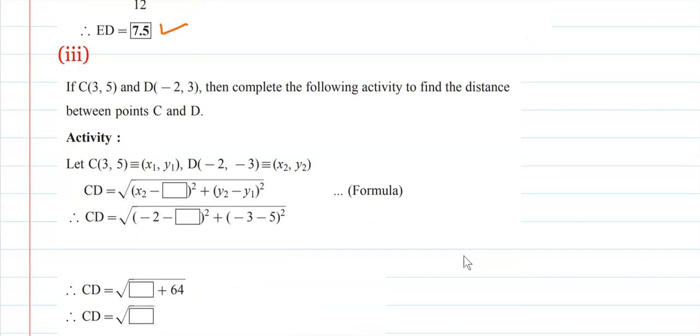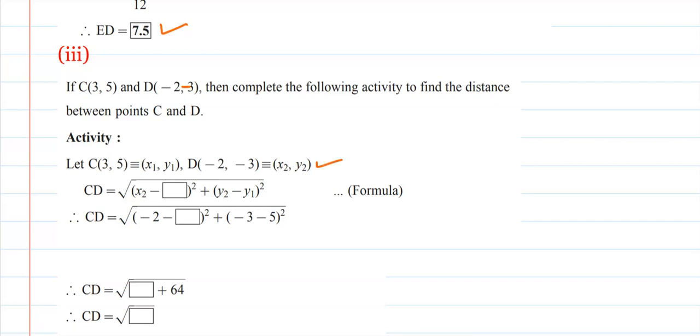The next question: if C is (3, 5) and D is (-2, -3), then complete the following activity to find the distance between C and D. This is the point C, (x1, y1), and D is (-2, -3), which is (x2, y2).